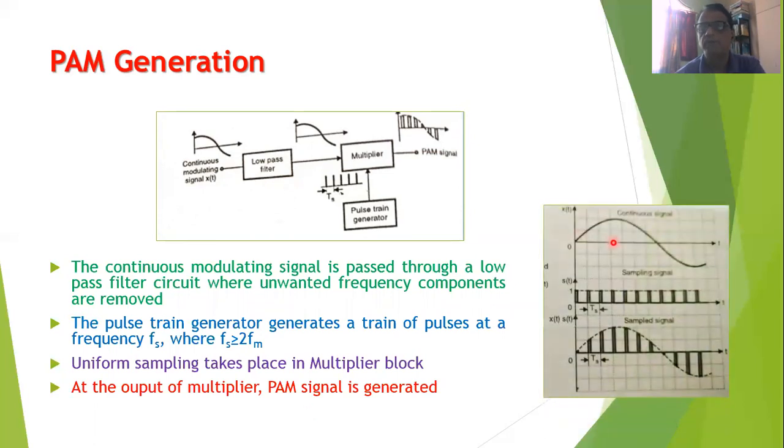As shown in these waveforms, when a continuous signal is applied to a multiplier and sampling pulses, carrier pulses are applied to the multiplier, then at the output, we will get the pulses whose amplitude continuously varies as per the modulating signal. That is, at the output of the multiplier, the PAM signal is being generated. The only precaution that we need to take is that this time period must be kept in such a way that fs is greater than or equal to twice fm, where fm stands for the frequency of the modulating signal.